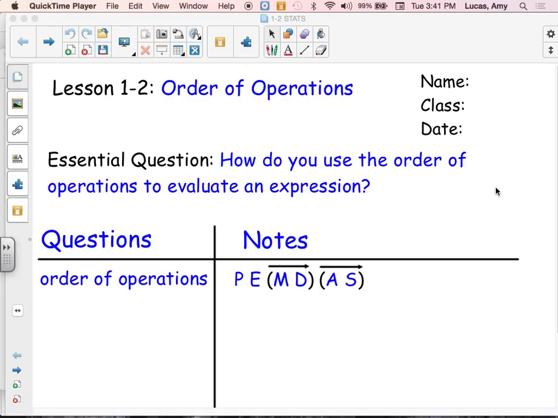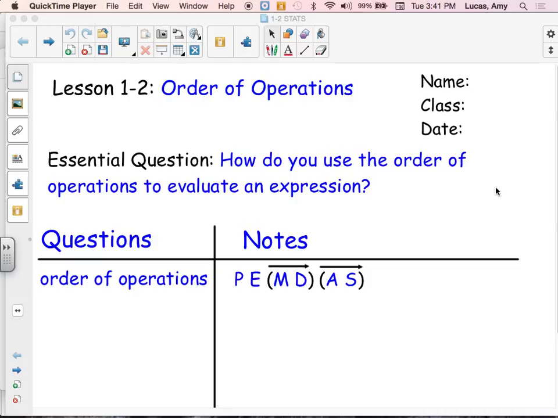Lesson 1-2, Order of Operations. Our essential question is, how do you use the order of operations to evaluate an expression? We have one new vocab word today. It's the order of operations.